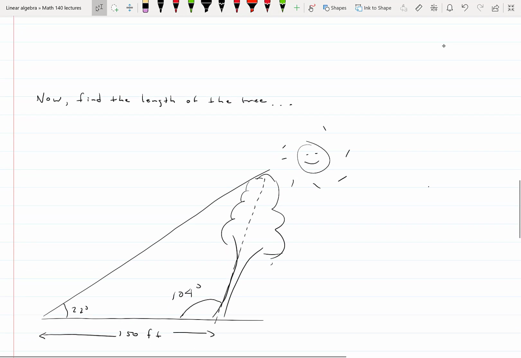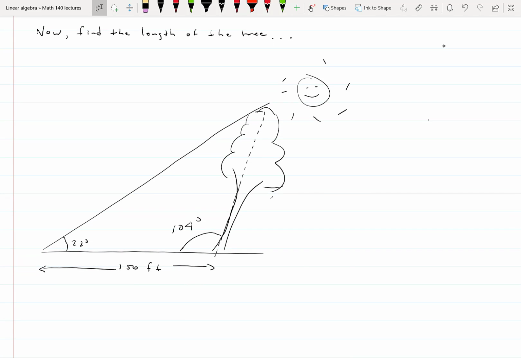So let's say, now find the length of the tree. Notice I didn't say the height of the tree. I want to find how long this tree is. And the new situation is the tree is growing out of the ground at an angle of 104 degrees, pictured there. The angle of elevation up to the sun is still 22, and the distance to the base is 150. We can't use the trigonometry that we've learned so far in this course to find the length of this tree.